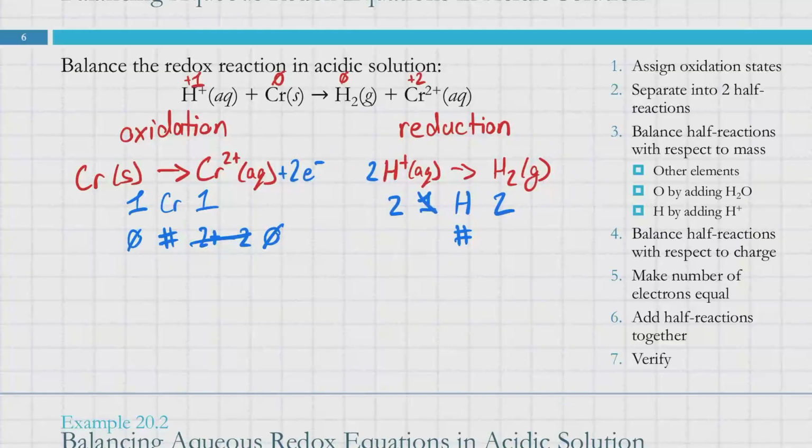What about our charge for our reduction half reaction? How much charge do we have on the left side?